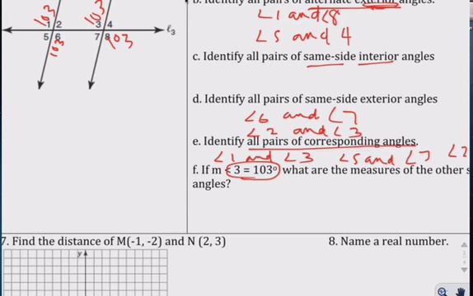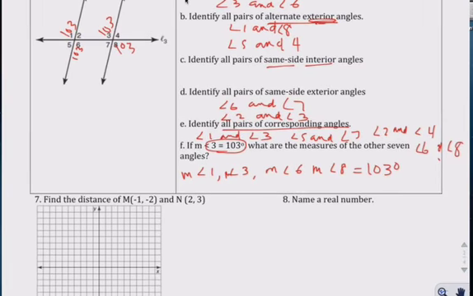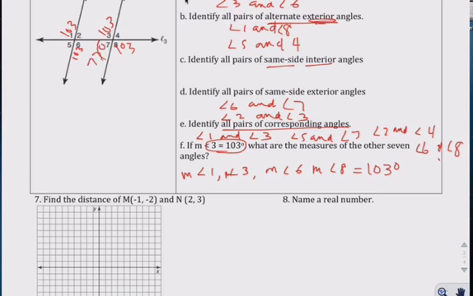So, let's see. The measurement of angle 1, angle 3, angle 6, and angle 8 are all equal to 103 degrees. The rest is 77 degrees to make a 180. So all the rest is 77. So the measurement of angle 5, angle 2, angle 7, and angle 4 are all equal to 77 degrees.